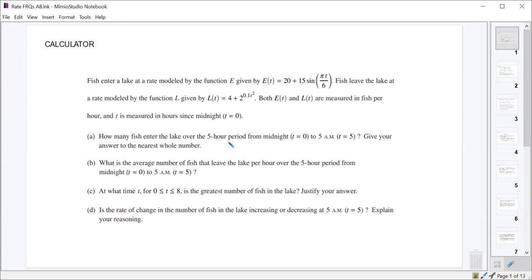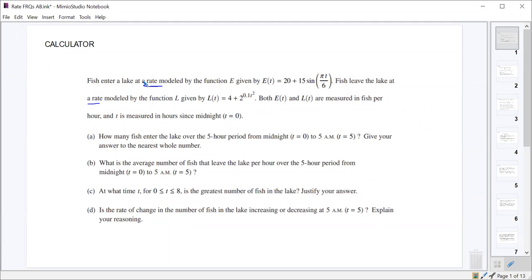Okay. So first question asked, we're given a couple of equations. One is E of t, which is the rate at which they enter the lake. One is L of t, which is the rate at which they leave the lake. Note that they are both rates, right? That's why I called these the rate FRQs, because they are all about rate.